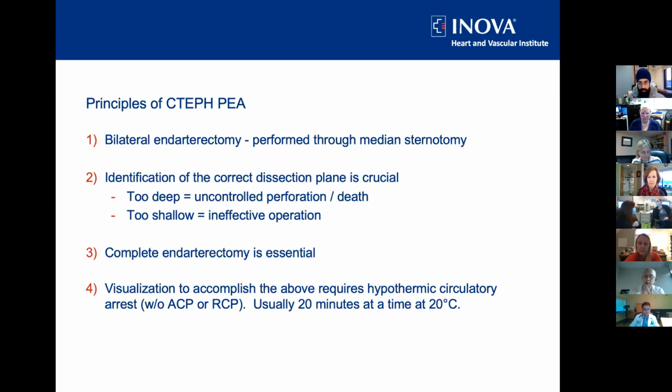That's where we come up with these timelines of 20 minutes at a time on each side. So the dictum for this particular operation is that we'll have 20 minutes at a time. People have certainly tried this operation using ACP and RCP as adjuncts to give them more time. But essentially, every time you do something like that, it increases the blood flow back to the lungs, and it makes it very difficult to see that correct plane. And so this is done with a true circulatory arrest.